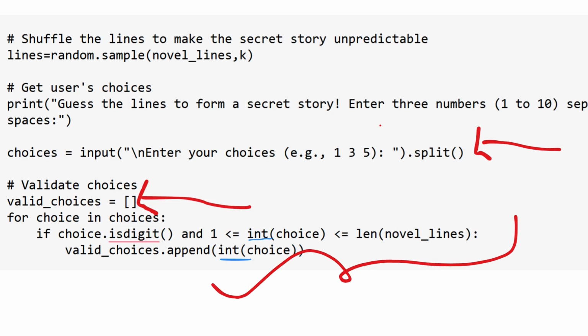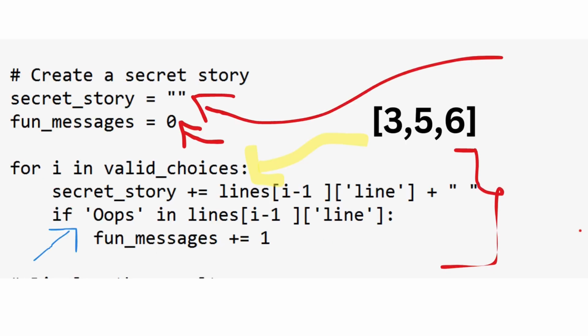Fine, yeah. Then we are just going to create a secret story here. It is an empty string. Secret story is an empty string, and fun messages we have assigned to 0. So what is the use of fun messages here? Here I have already given 10 lines by which you could create a story. But a small fun thing that I have included here is only one line.